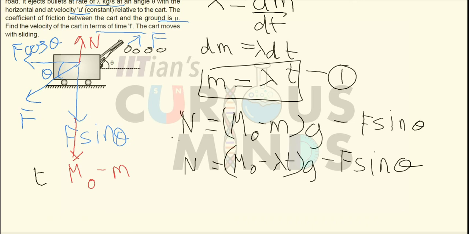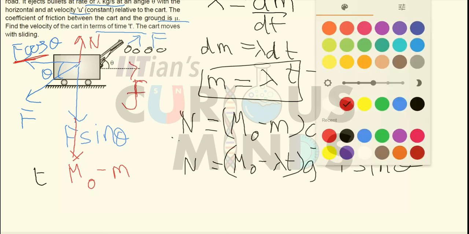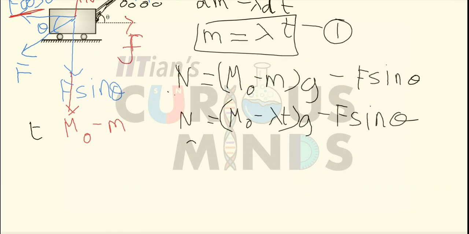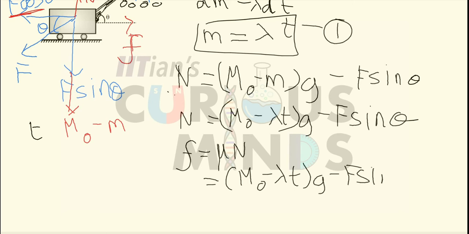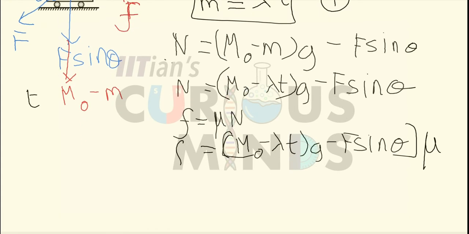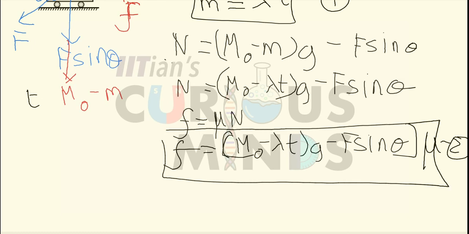When the bullets are fired to the right hand side, they will push the cart in the left hand side direction, so the frictional force will act in the opposite direction. Let the frictional force be F. So the frictional force will be equal to mu times N, which is (m naught minus lambda t) into g minus F sin theta, the normal force, into mu. This is the frictional force. Let this be the second equation; I will use this later.